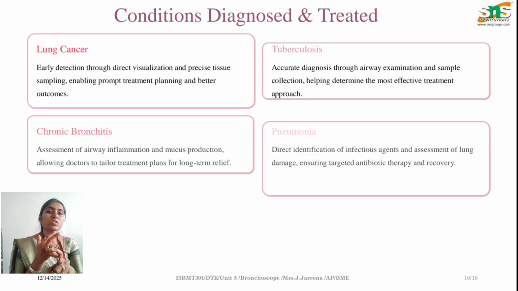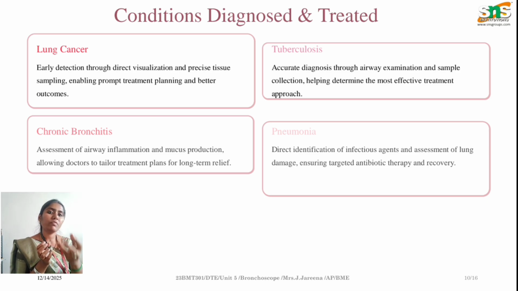The second one is TB. It is also a very chronic problem. We have to examine the airways. So the bronchoscope enables the surgeons to examine the airways, followed by giving the treatment based on the problem. And then we have bronchitis, which is also a type of airway inflammation.